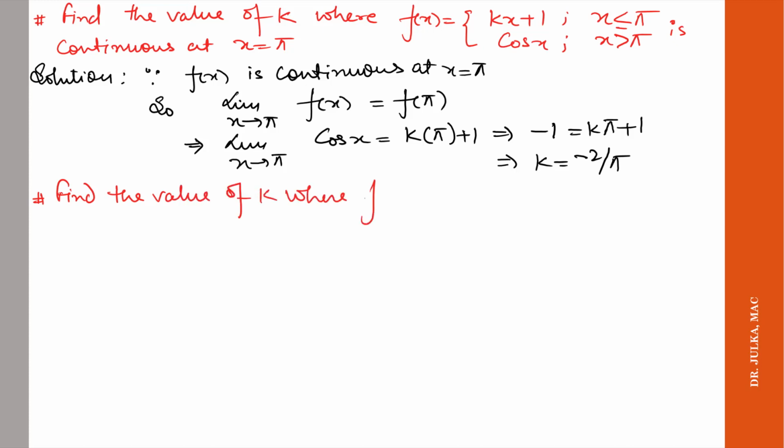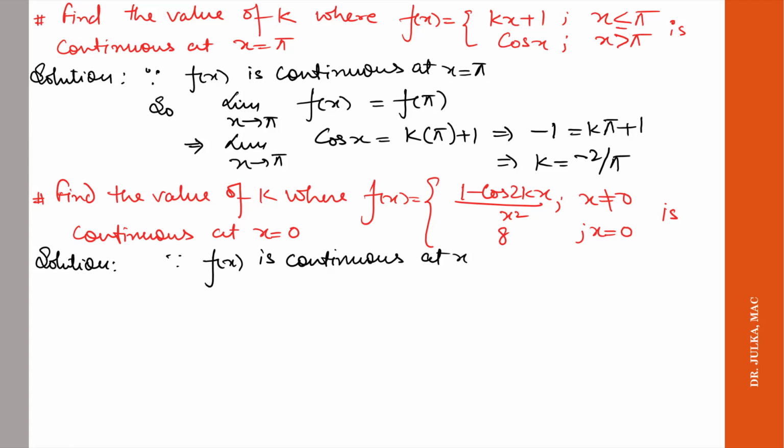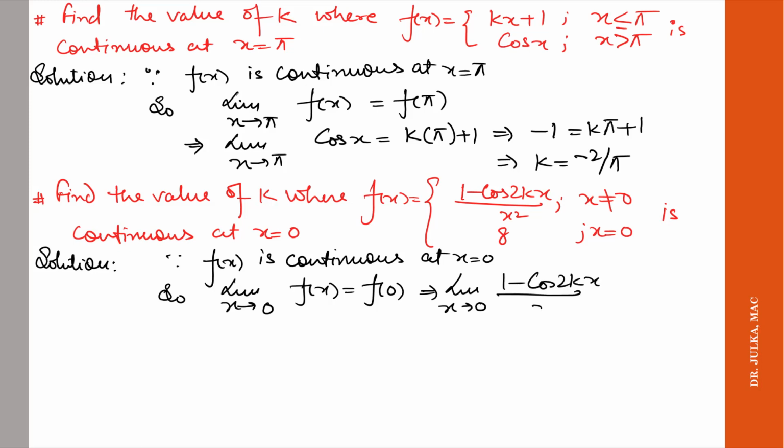Next example. Find the value of k where f(x) equals (1 minus cos 2kx) divided by x square when x is not equal to 0, and equals 8 when x equals 0, is continuous at x equals 0. Because the function is continuous at x equals 0, the limit as x tends to 0 of f(x) equals f(0). Here we take the function (1 minus cos 2kx) upon x square, because x is not equal to 0, and this equals 8.